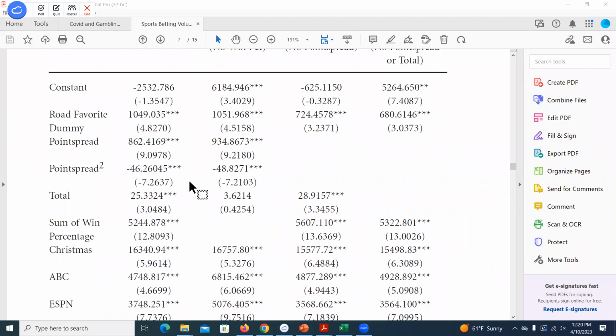We also have the sum of the win percentage. This is an interesting one: people just bet more on a game when the two teams are of higher quality. If you look at the sum of the win percentages, we've got a positive impact, so it's increasing the amount of money that's bet on that game. You could also then go down further.